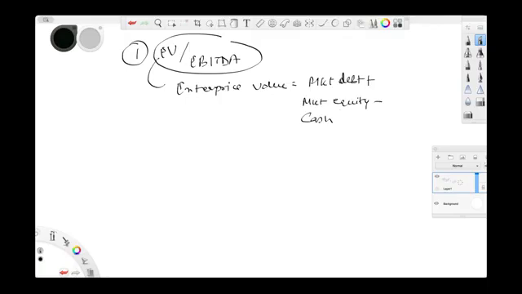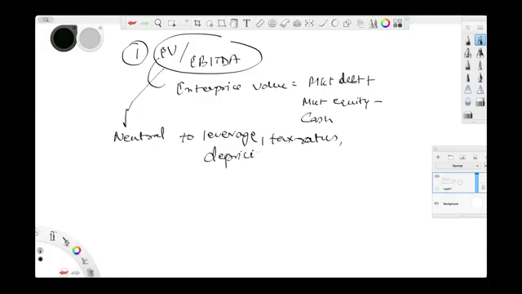Why do we use EV by EBITDA? Because we want to nullify the effect of leverage. Whatever debt is there in the balance sheet, we want to neutralize it, so my company should be neutral to leverage, tax rates, and depreciation policies. We don't want to look at all these concepts. So here we use EV by EBITDA.